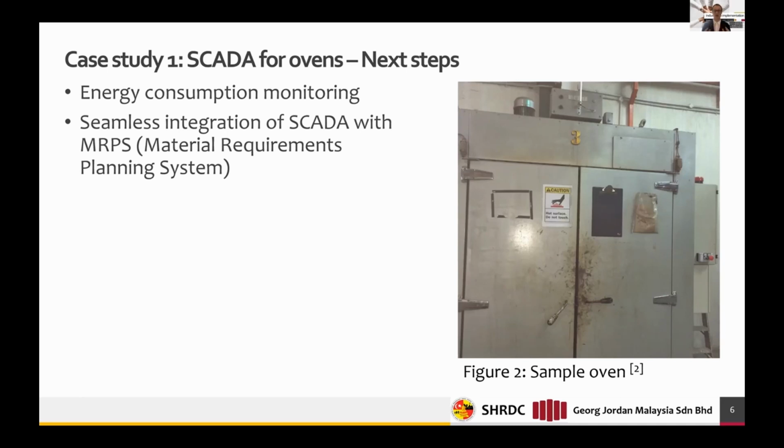From this project, there are two key takeaways I want to highlight. First, always have redundancy. In case your SCADA system is down, you still have to go back to your manual system and make sure your process can run without the uptime of the SCADA system.